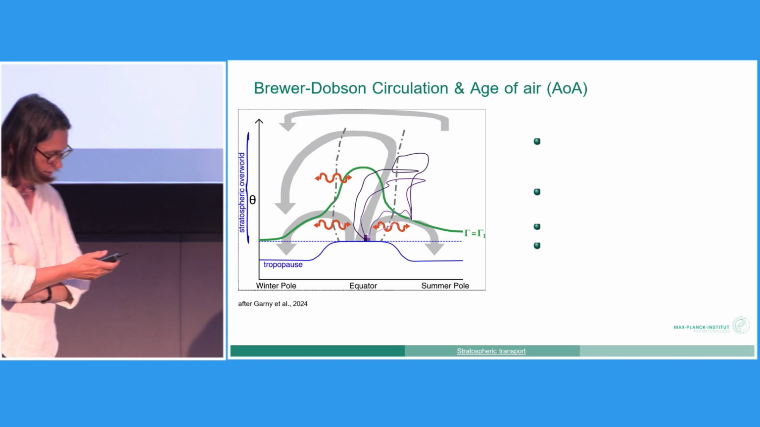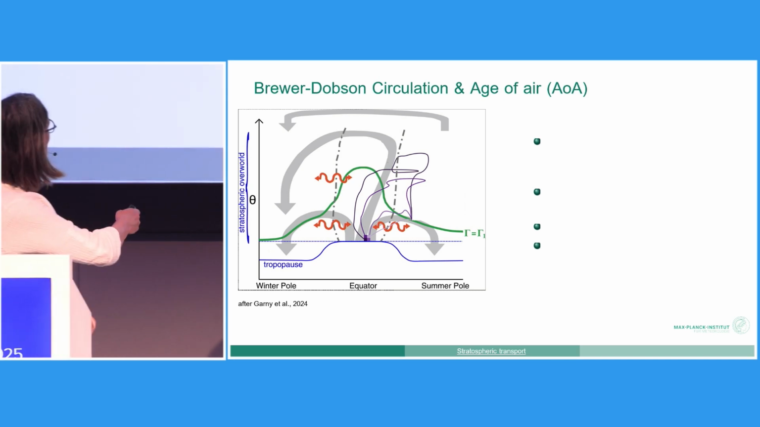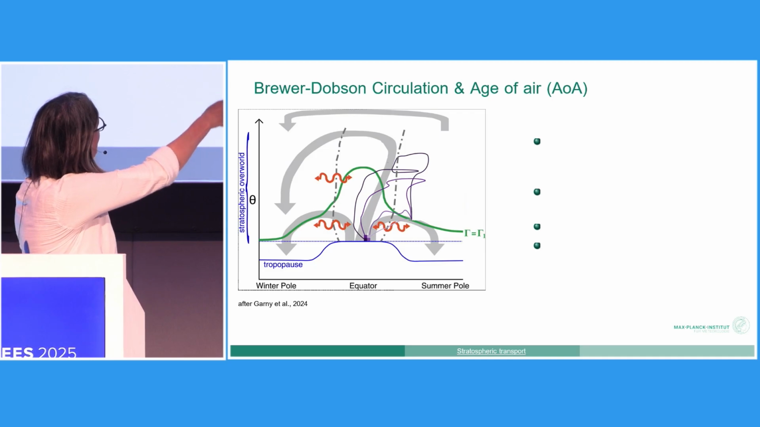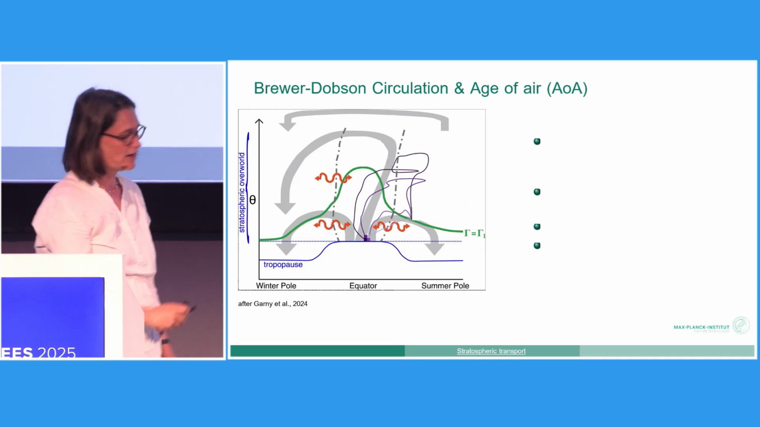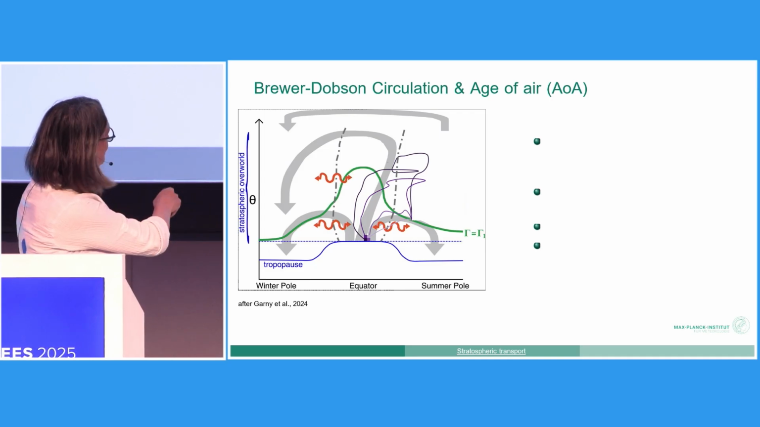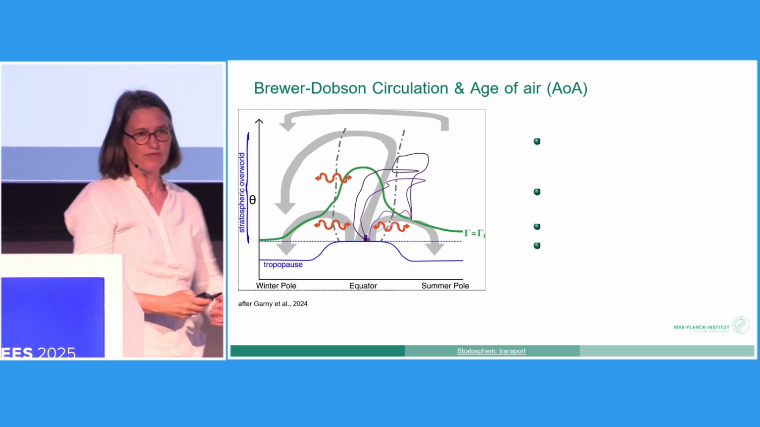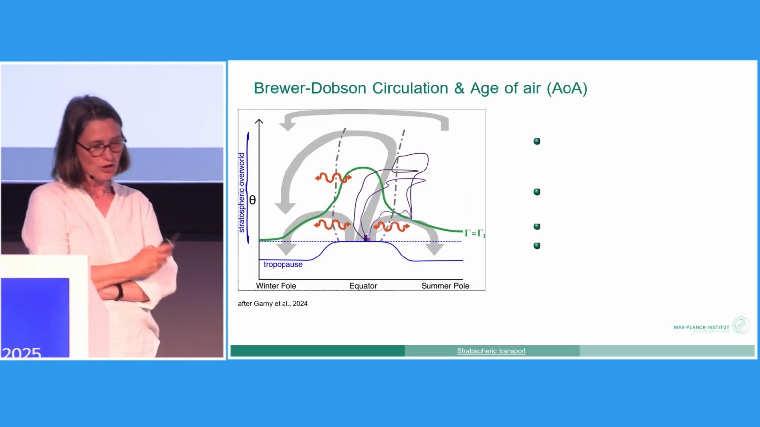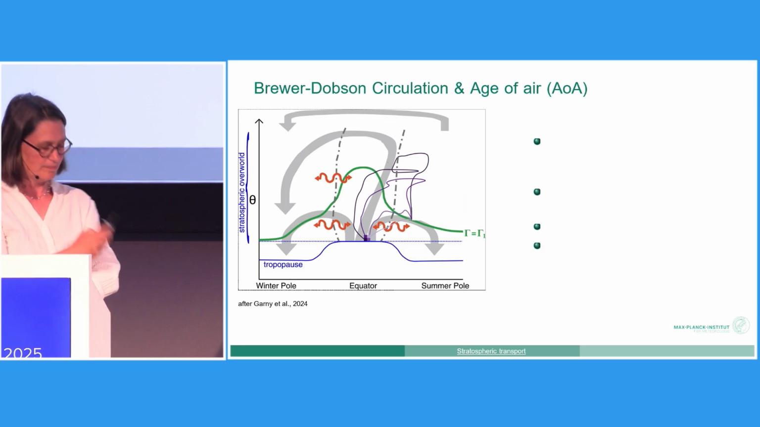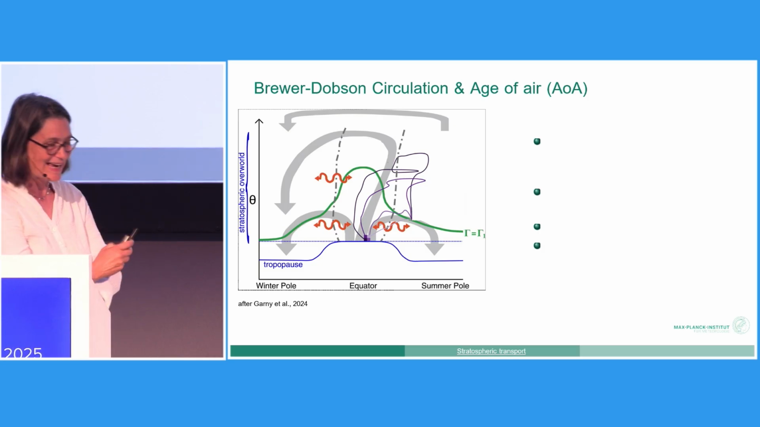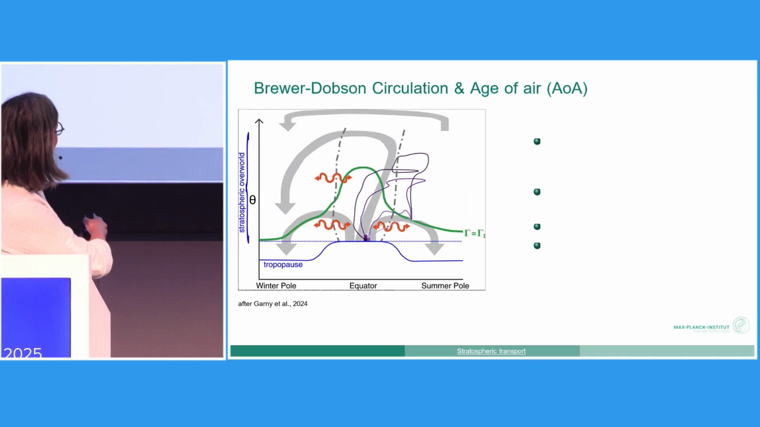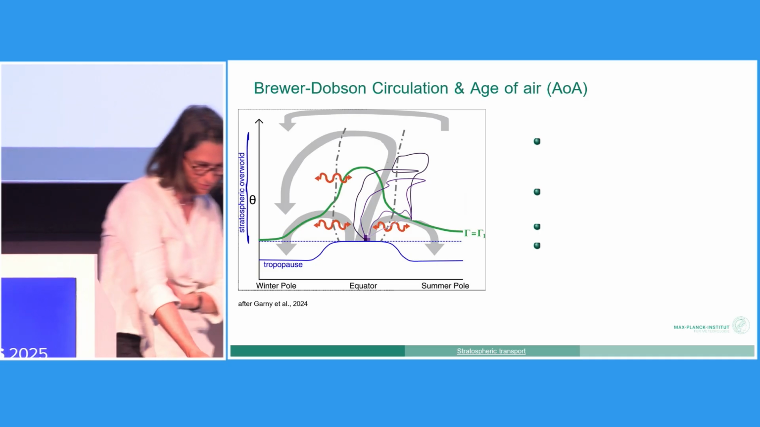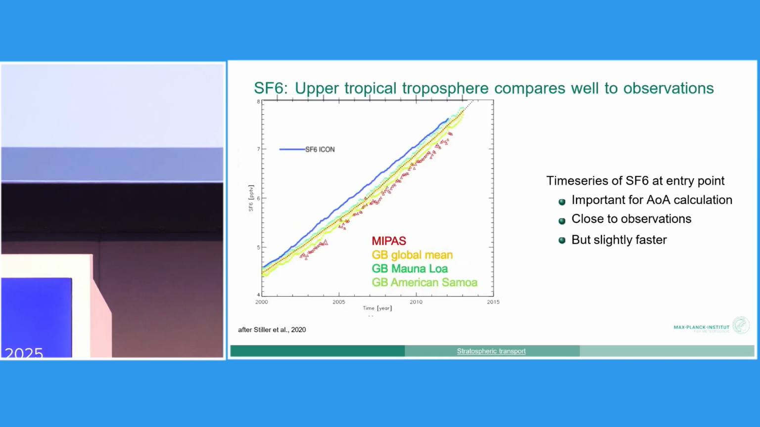And from here it gets transported within the Brewer-Dobson circulation, partly up here within the tropical pipe. Here we also see the transport barriers, but there's also a deep branch where we have a much faster, direct transport toward the poles. And this green line gives us a line of constant age of air, or the same age of air.